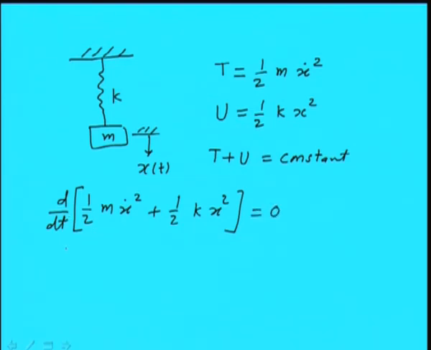So let us differentiate this. It will be m x dot x double dot, because the 2 cancels, plus k x x dot, equal to 0. You can see that x dot is common, so it goes out. We are left with the equation of motion of the spring-mass system, which we already derived earlier.